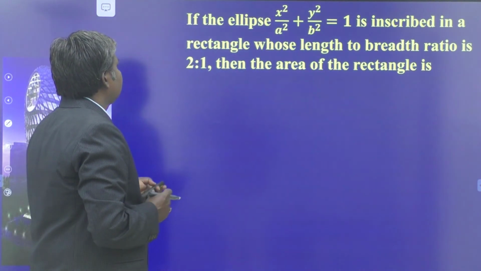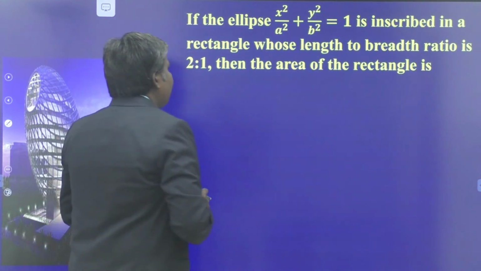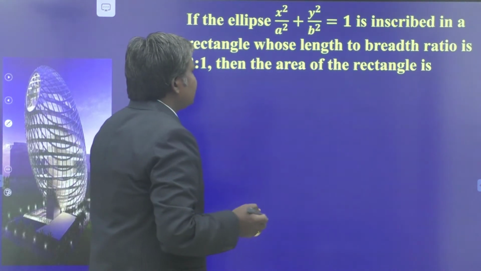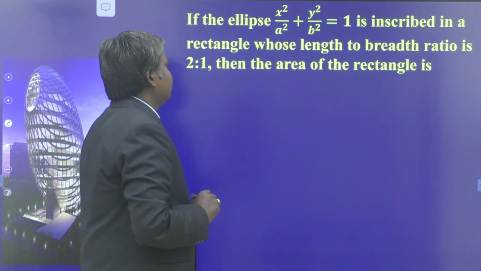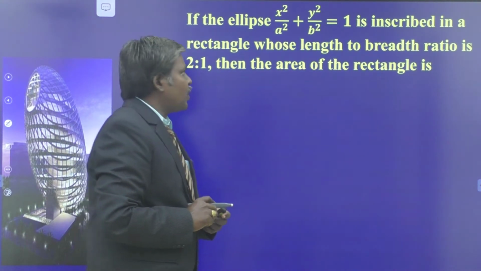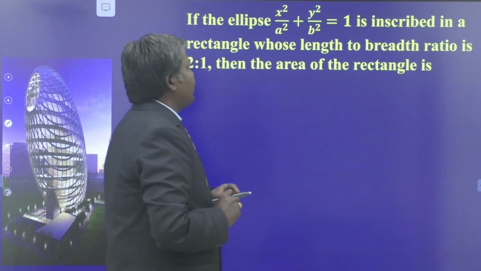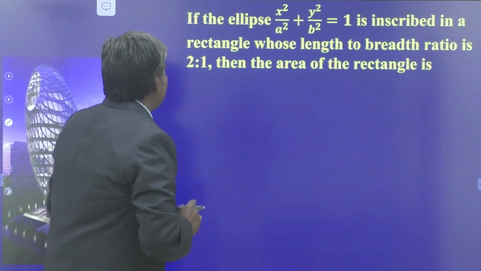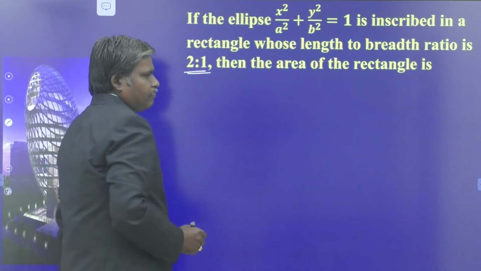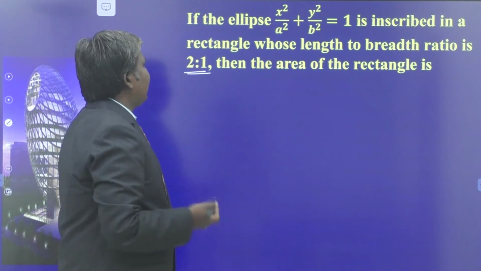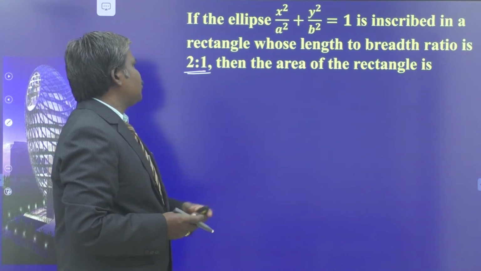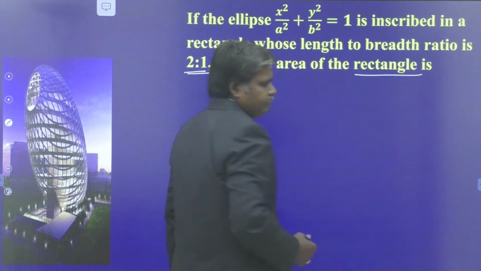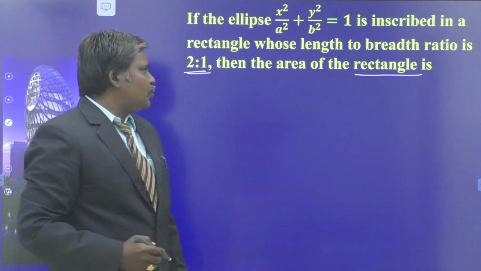Next one. If the ellipse x square by a square plus y square by b square is equal to 1 is inscribed in a rectangle whose length and breadth are in the ratio 2:1, then the area of the rectangle is what they are asking. It is also a nice question for you.